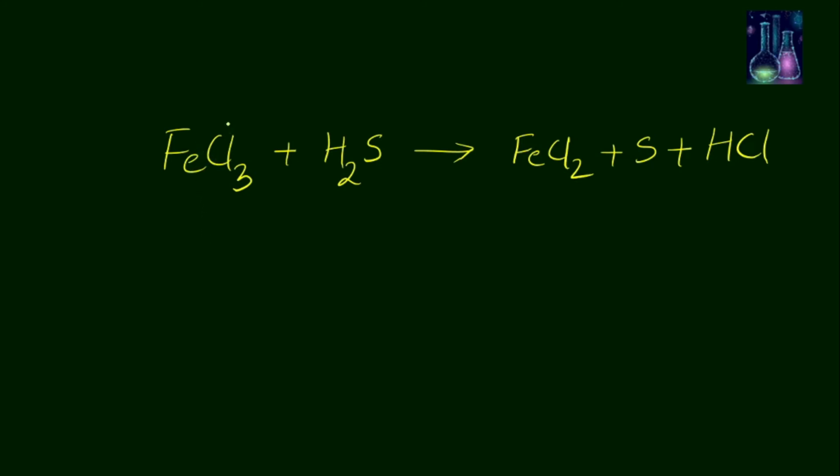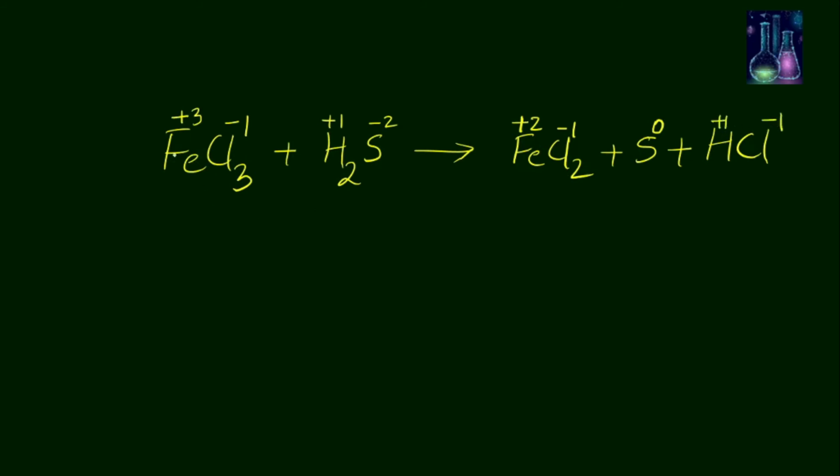Chlorine is -1. So here Fe will be +3 since the molecule is neutral. Hydrogen is +1. Sulfur has to be -2 because 2 minus charge and 2 plus charge will make the molecule 0. Here chloride is -1, -1 into 2 is -2. So here Fe will be +2. Sulfur is in a free state, therefore 0. Hydrogen +1 and chlorine -1.